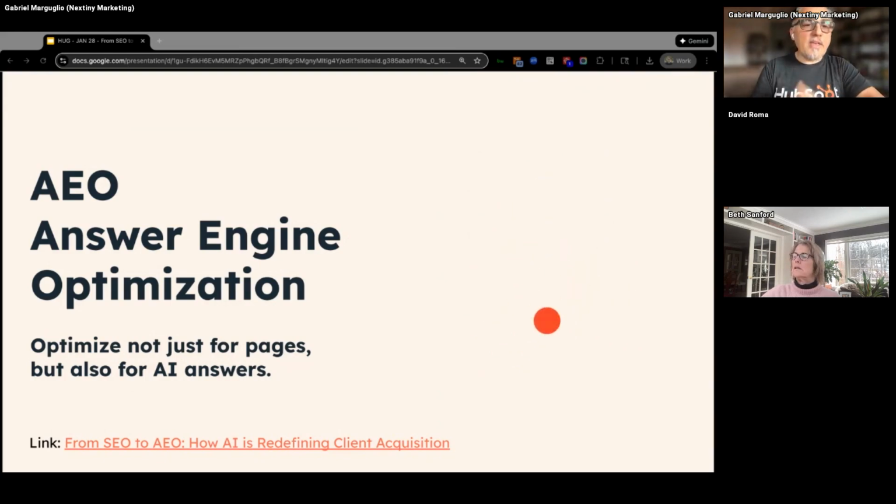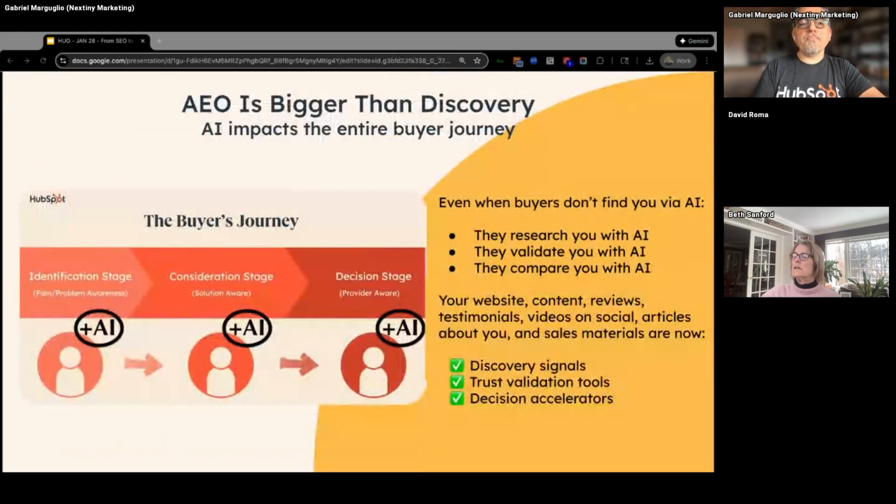Now, the next thing that is very important is that AEO and the AI shift on client acquisition is not just a discovery thing. It's not just where the leads are coming from. It's not just people going to a search, finding you for the first time, and that is what changed. That has changed, but this has changed the whole buyer's journey. People are going through consideration and decision stage.